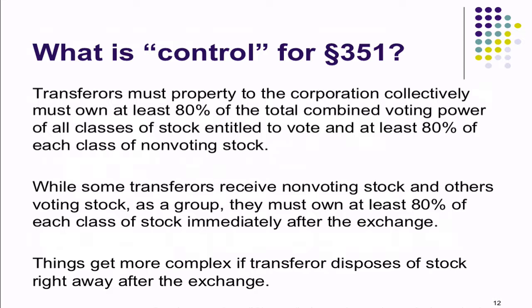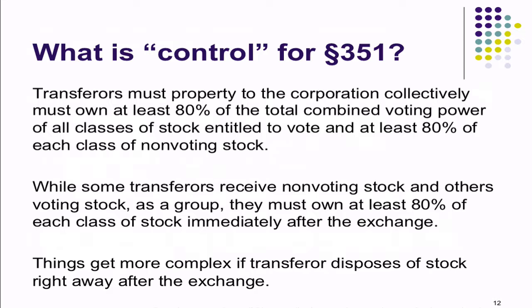And where it gets really complicated, and it's more complicated than what this course demands, is what happens if a transfer disposes of stock right away after the exchange, because that happens. Sometimes somebody will get stock in a 351 transaction and immediately afterwards sell it, or get rid of it in some way, or trade it to another corporation. And all of a sudden the complexity of the 351 got much higher and much more confused.